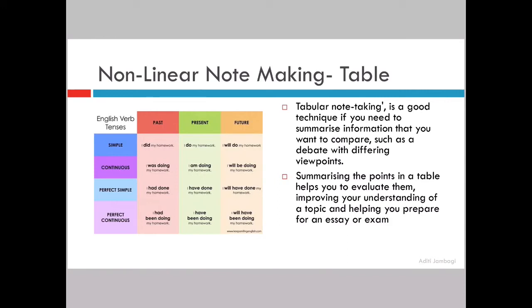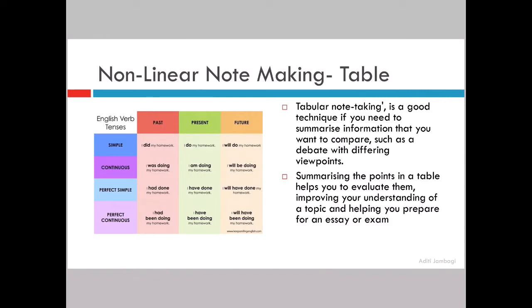Now summarizing the points in a table helps you to evaluate them, improving your understanding of a topic and helping you prepare for an essay or exam. So in short, in a small page or one page, you will be able to cover 4 or 5 topics in a table. Like we are seeing this verb tenses. This is a great way to summarize things in a table.